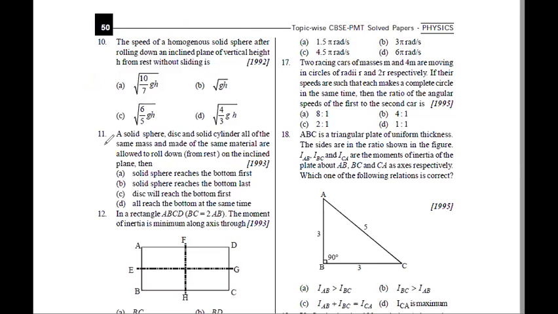Okay. Now, 11th one. 10th understood, everyone? 10th understood? Tell me. Right? It was the same problem. The only thing is the cylinder is replaced by a sphere. Okay. Now, 11th one. A solid sphere, disk and solid cylinder, all of same mass. Right. This question is asked in JEE also, I guess.